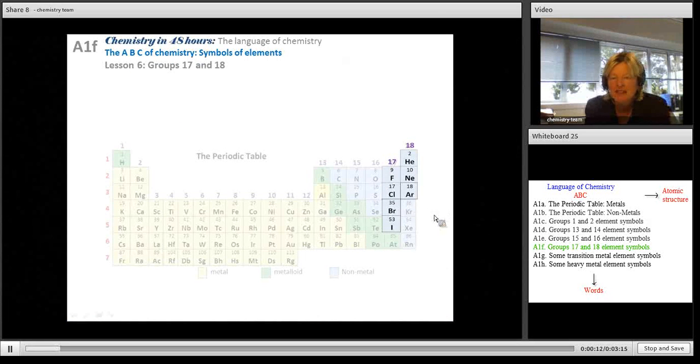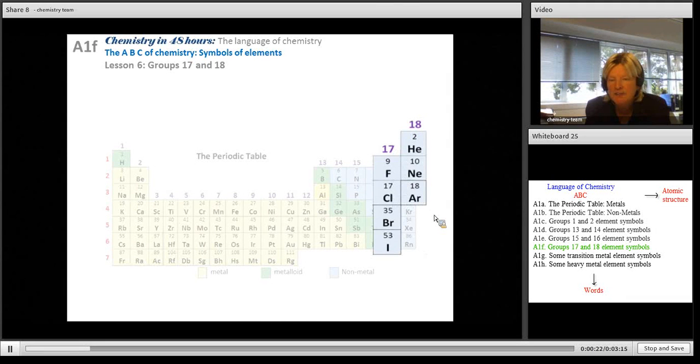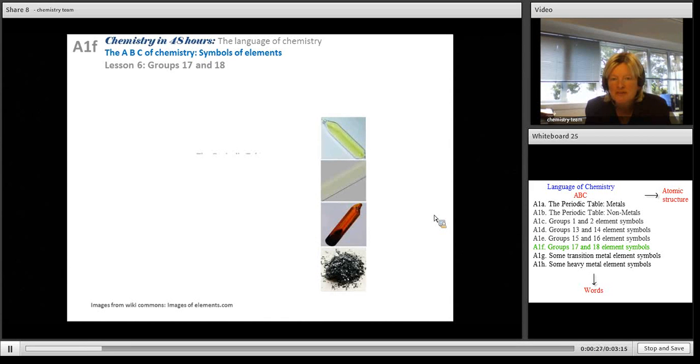So Group 17 and 18 are on the far right of the periodic table, and we're using the IUPAC way of naming the group numbers. So we're going to be looking at those elements highlighted here. First of all, Group 17.